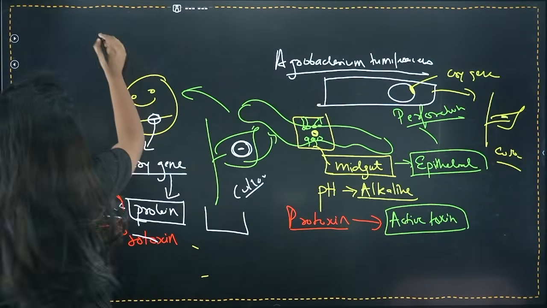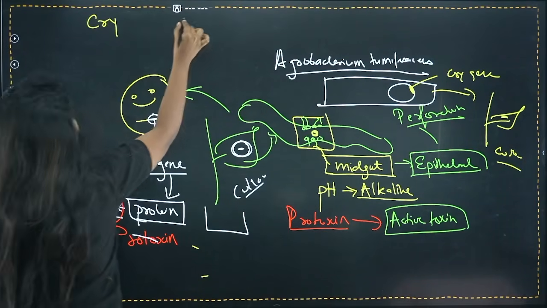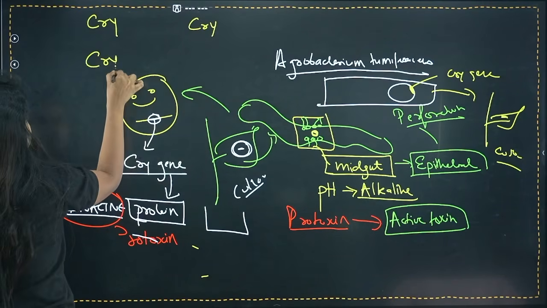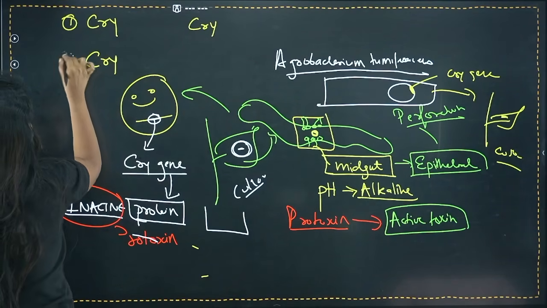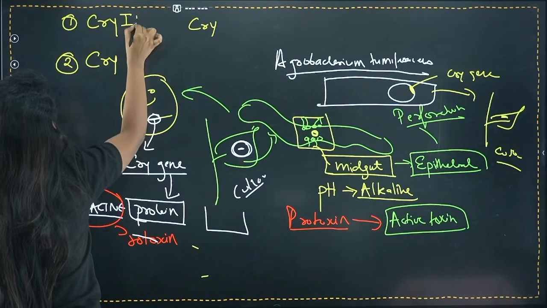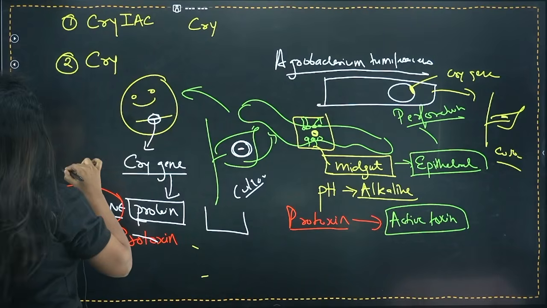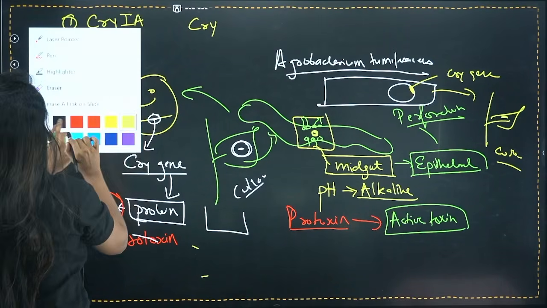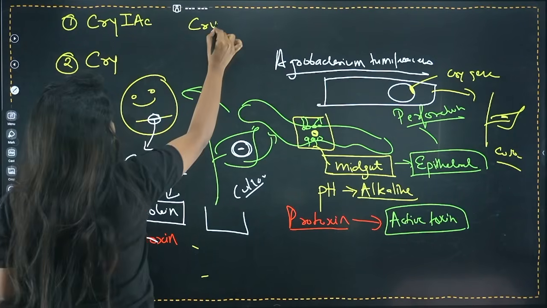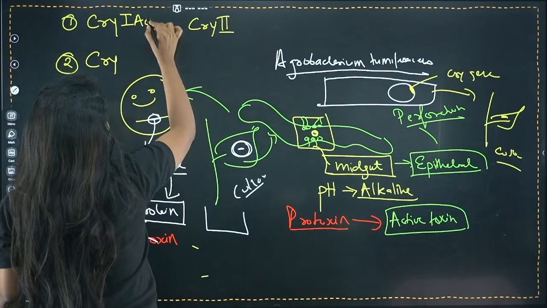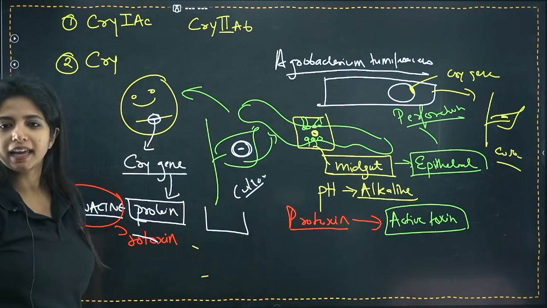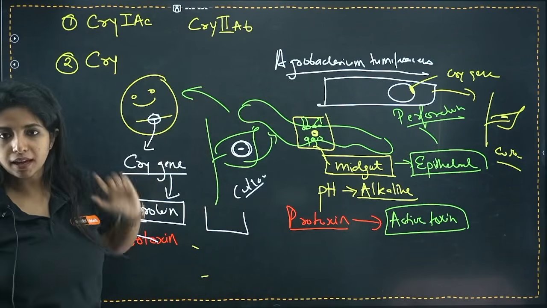Okay, so we put cry, cry and cry. Listen. So Cry1AC, okay, Cry1AC. This is one type of gene that you have. After one you have two, right? And after this you have AB. You have what? AB. So AC comes first, AB comes second.